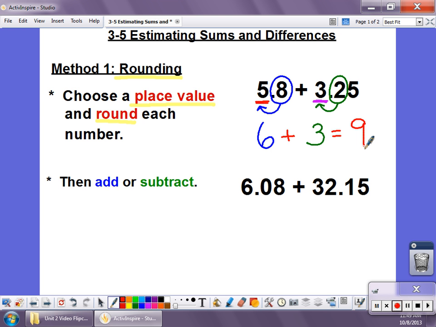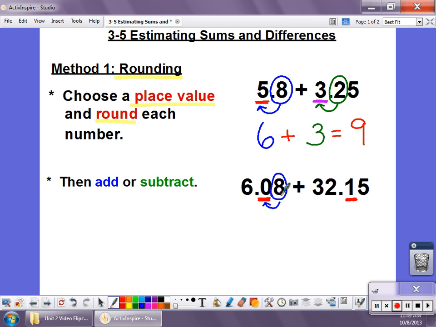Looking at these second set of numbers, I'm going to do the same thing. I want to start by figuring out what place value I want to round these two numbers to. And I want to keep it as accurate as possible. So instead of rounding these to whole numbers, I'm going to round to the nearest tenth. So those are my tenths, and I'm going to look at my guide number and see how it changes.